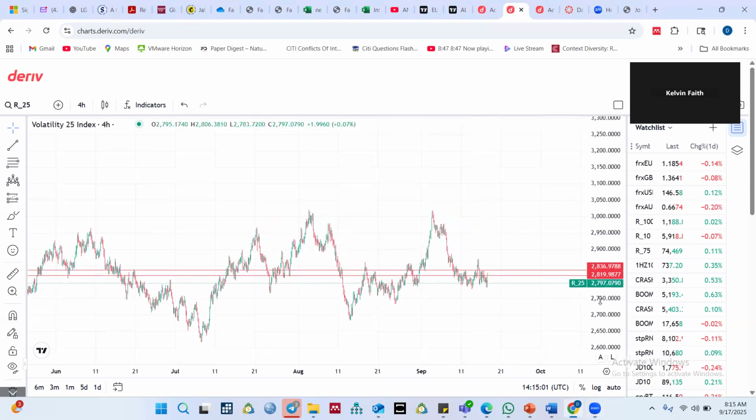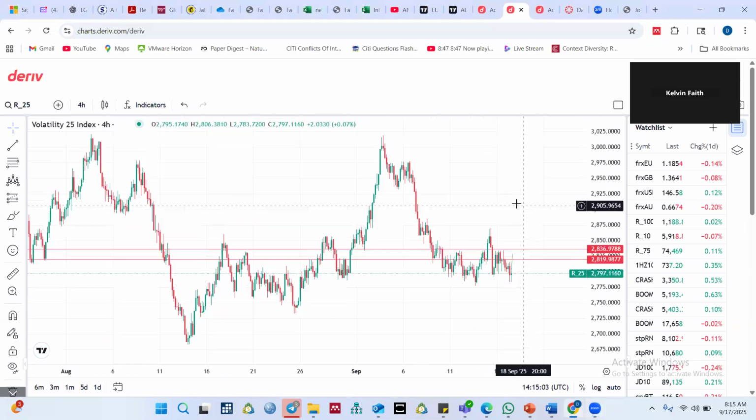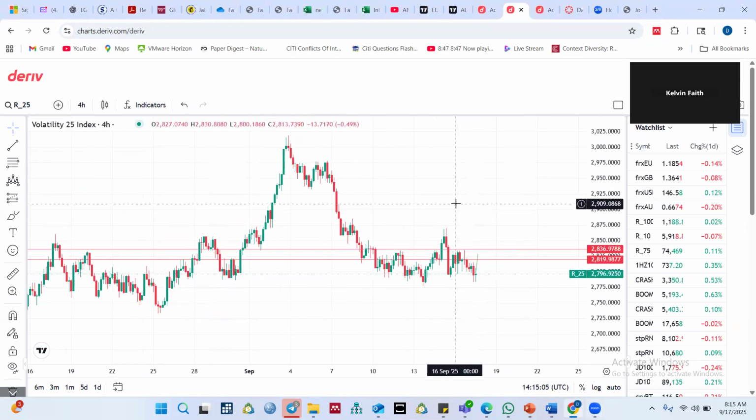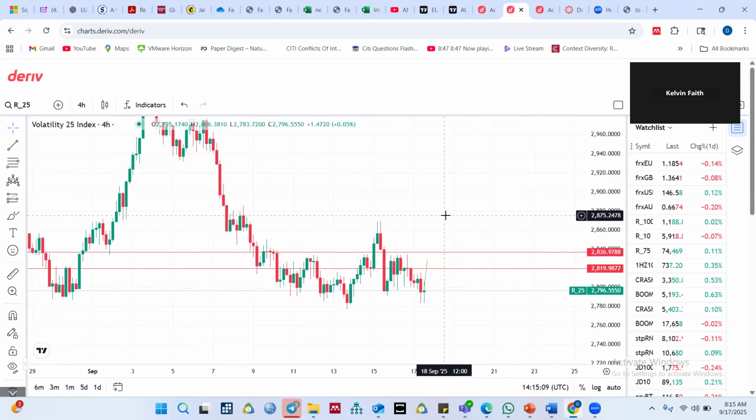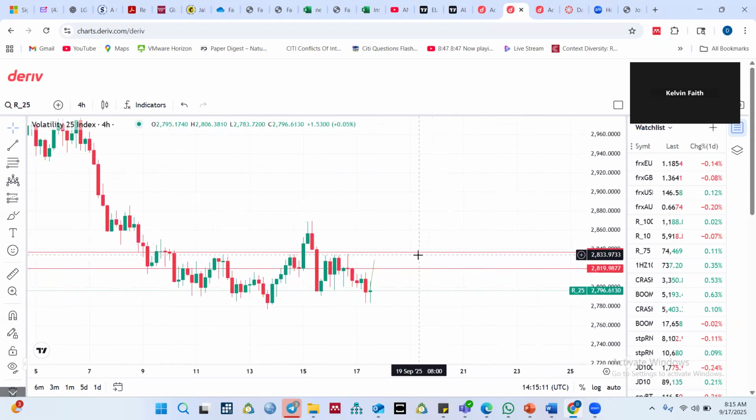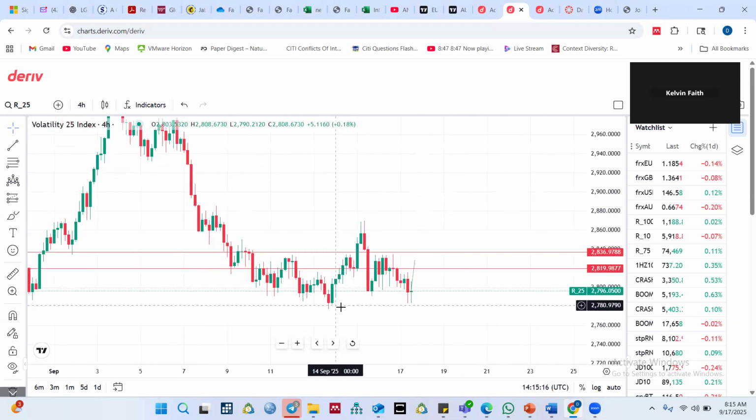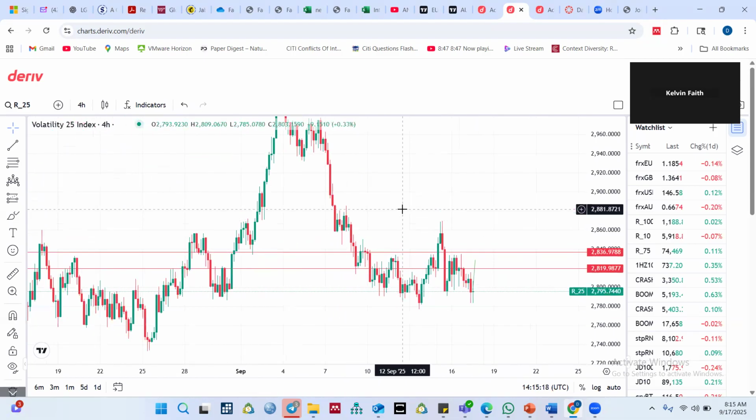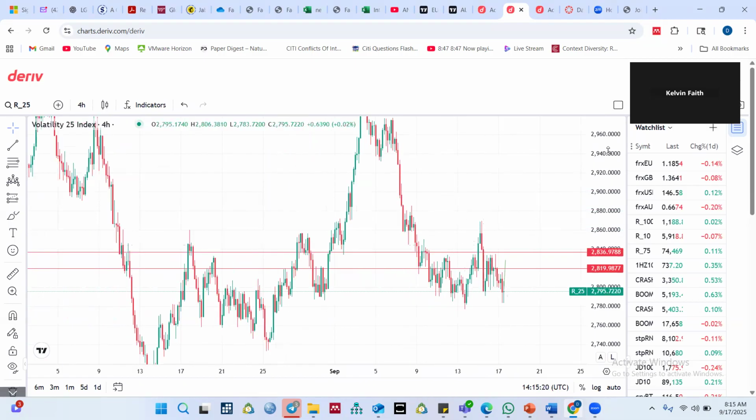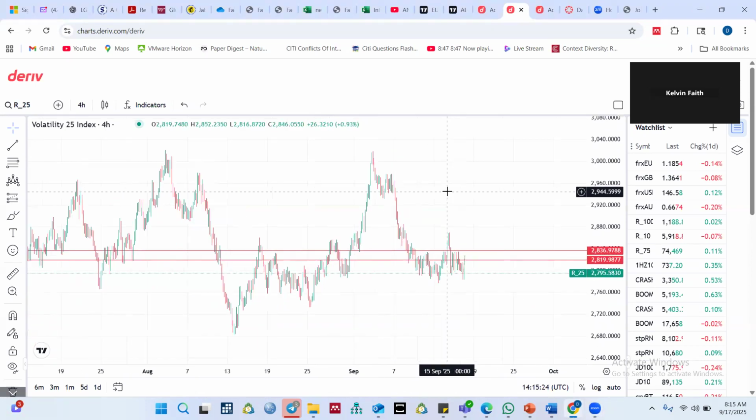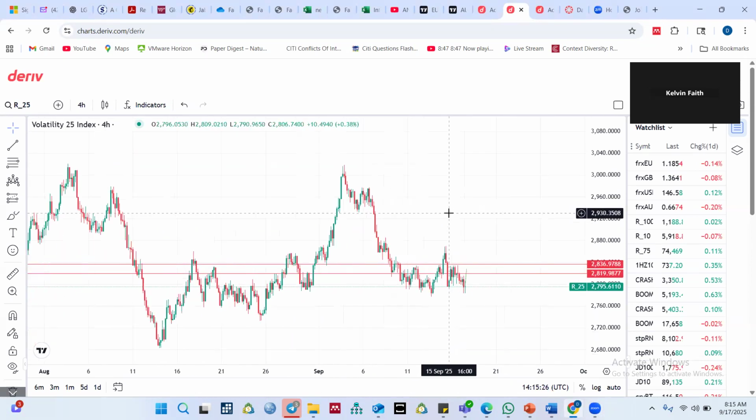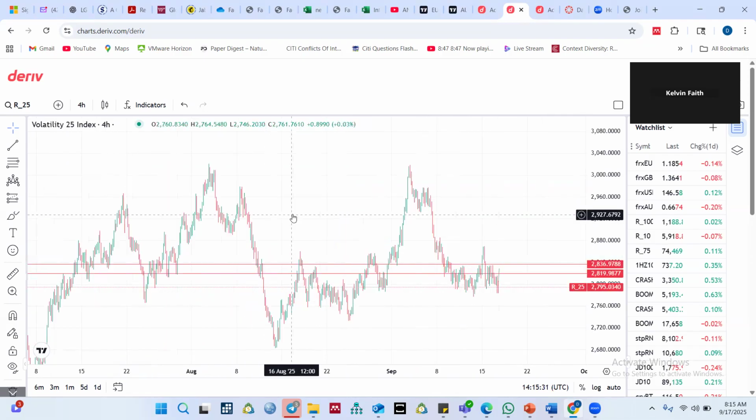So I just want to take a little time to explain quickly a setup that I'm framing on 25 index. I want to explain it very well so that it will be clear. If you look at 25 index, which I have on the screen right now, we can see clearly that.